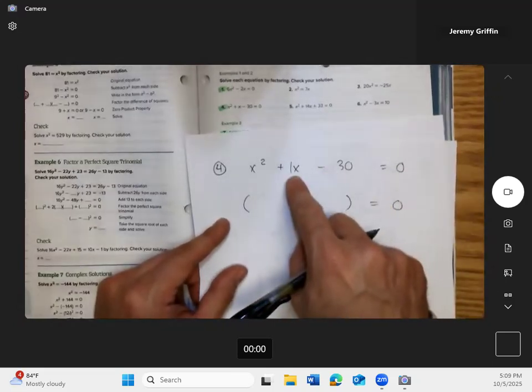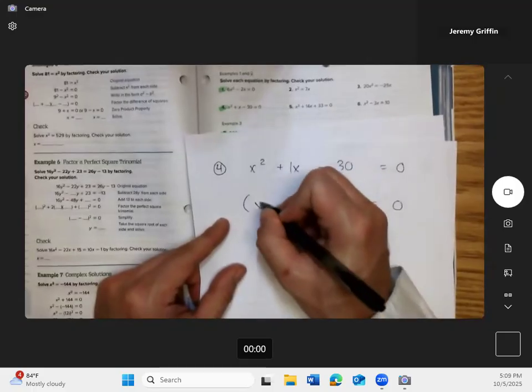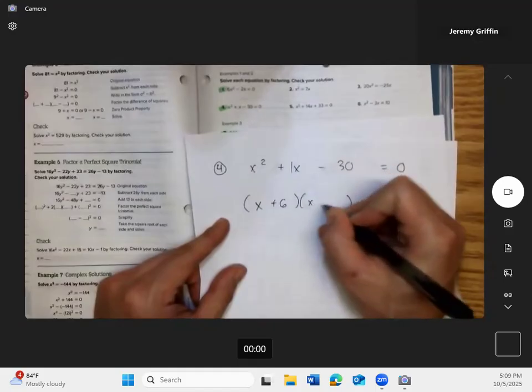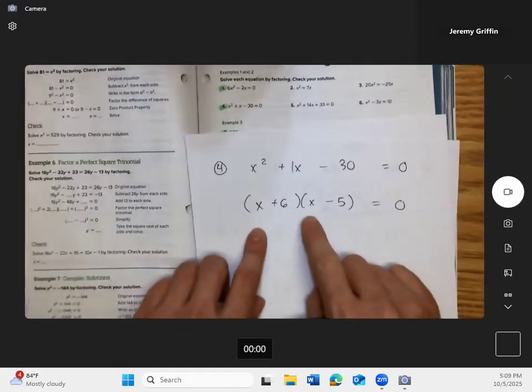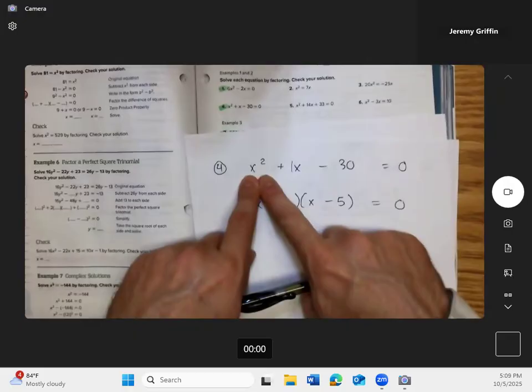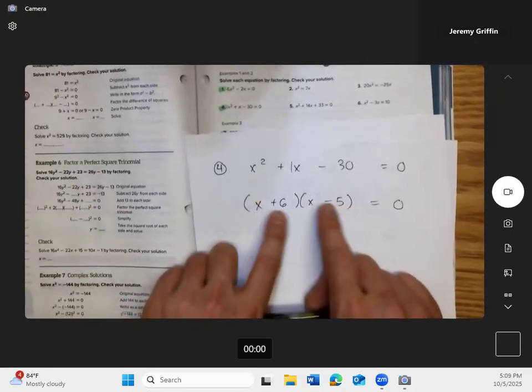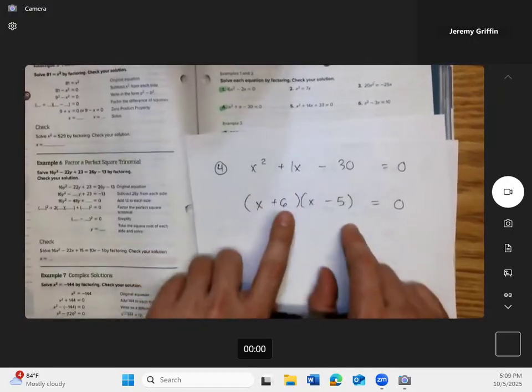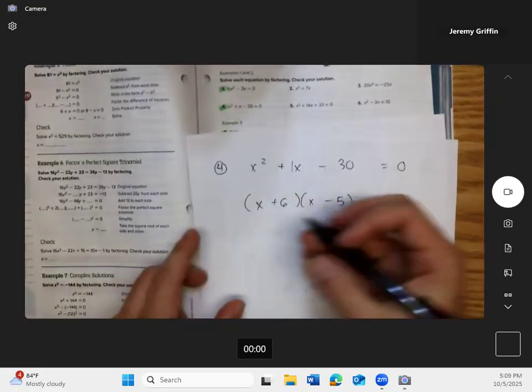In fact, if 6 is 1 greater than 5, and this is positive by 1, I'm going to do x plus 6 and also x minus 5. That should do the trick, right? Let's try some FOIL. First, x squared, bing. Outside, inside, 6x minus 5x, bing. 6 times negative 5, bing. It works.